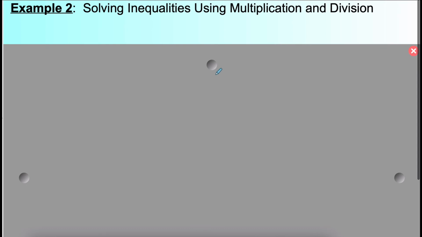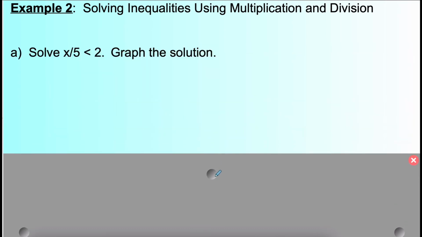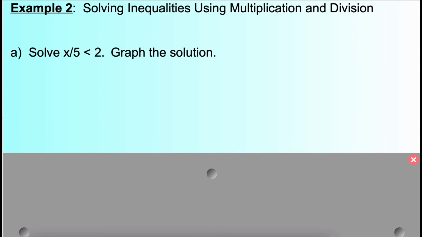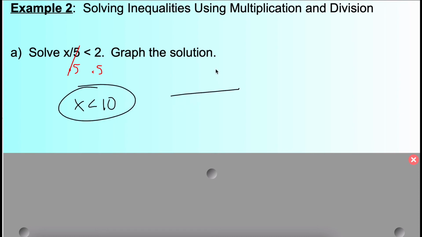All right, same thing for multiplication and division. If you've got x divided by 5 is less than 2, to solve this, the inverse of divide by 5 is multiply by 5. And so we'd be left with x is less than 10 as our solution set. We would graph that on a line, and I'm not going to do that part.